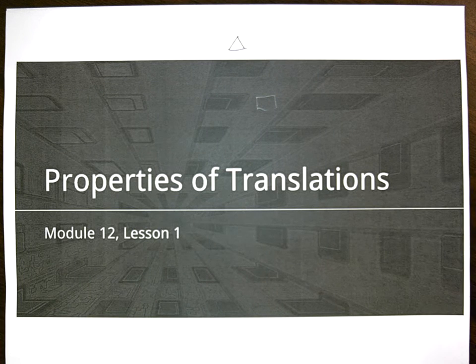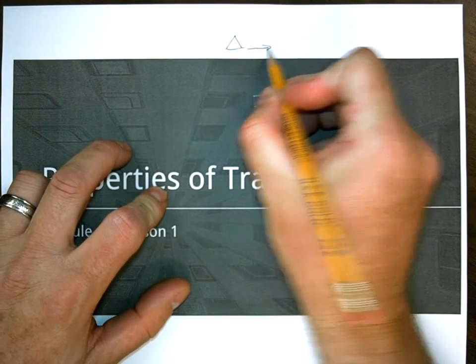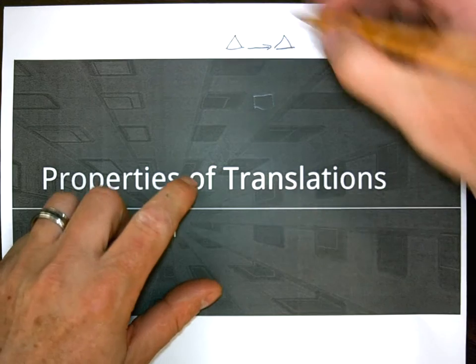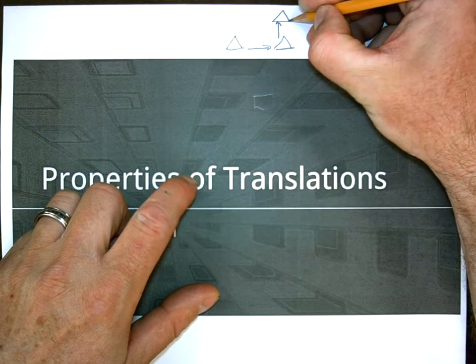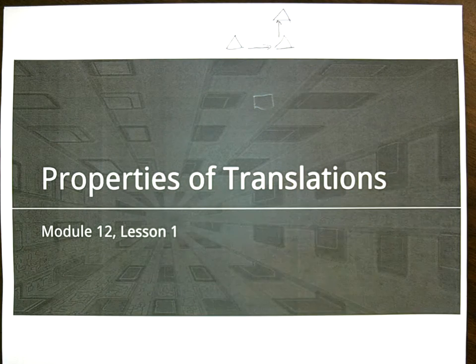Now, a translation is literally a slide. So a translation, all we're doing is sliding the figure from one place to another. The figure's not going to change, it's just going to slide. We can slide it up, we can slide it down, we can slide it to the right and then up. Don't say over. If you say slide over, it doesn't mean anything because is over left, is over right, I don't know.